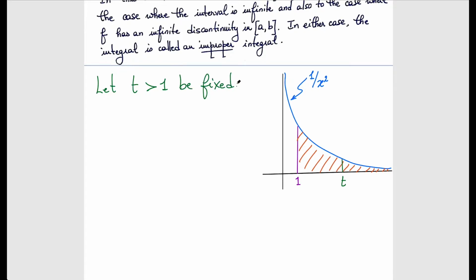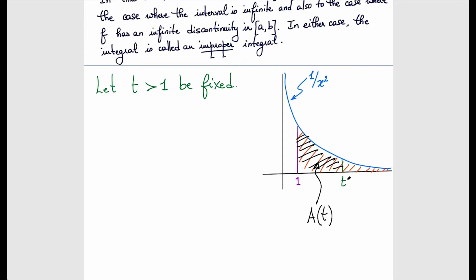So we fix it. And then let's consider the area, let's call it the black area. So let's consider the area that's bounded by the curve, the x-axis, and the two vertical lines, x equals 1 and x equals t. So technically, that's the area I'm talking about. Certainly, it's going to be a function of t, right? Let's call it A of t. And let's try to evaluate that.